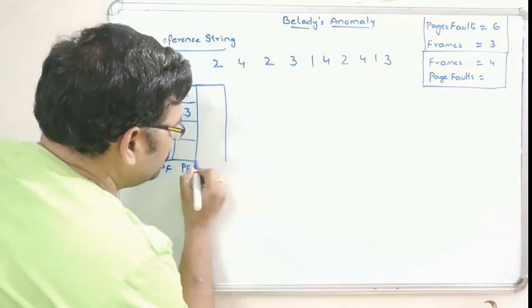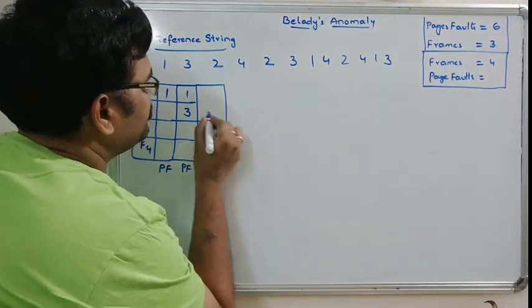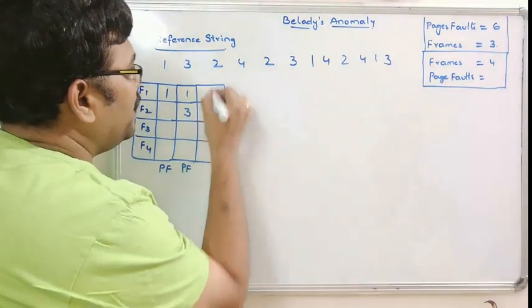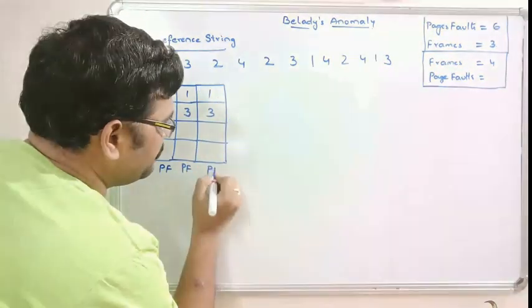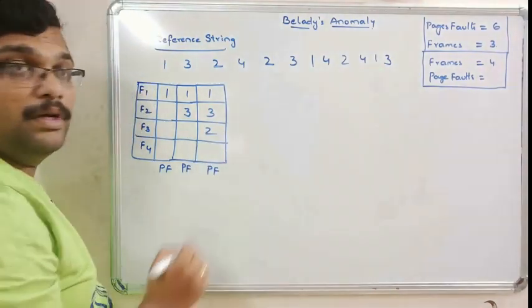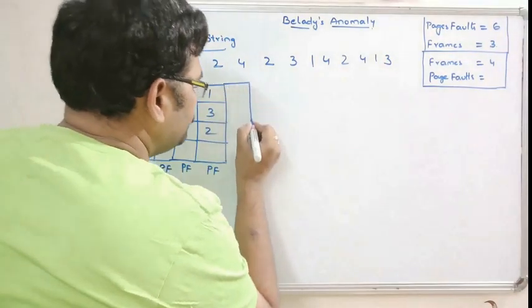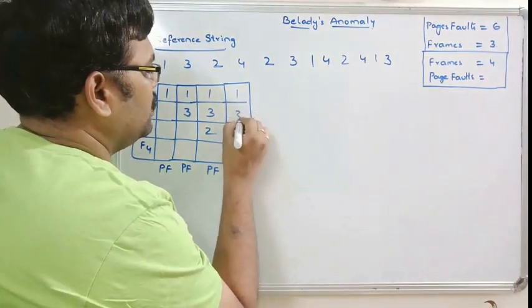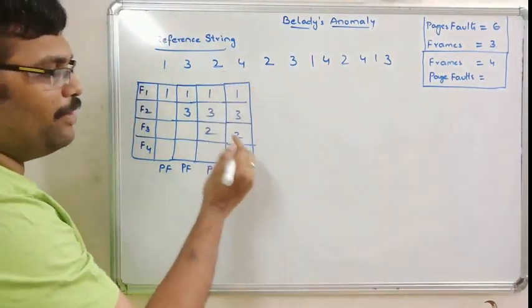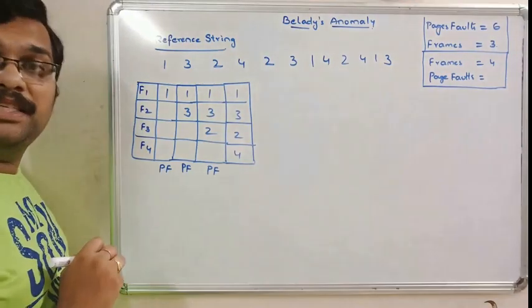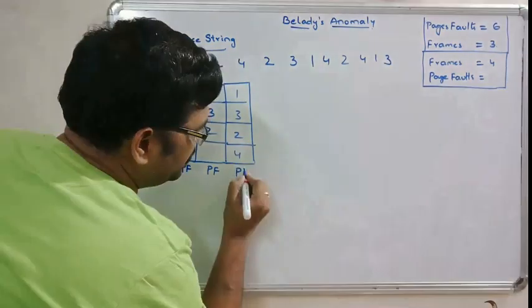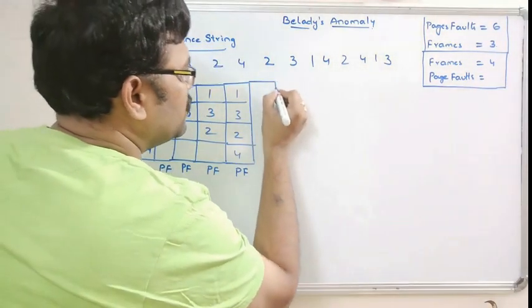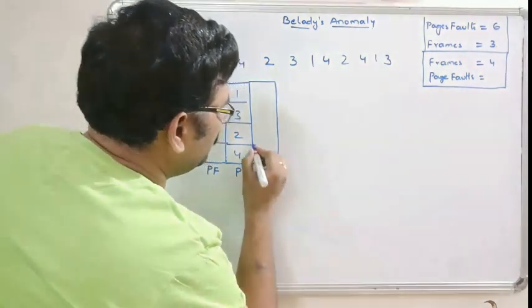Coming to the third one, 1, 3, and again 2 is not available. Again there is a page fault, 2. Coming to the fourth one, 1, 3, 2, 4 is not available. So 4 is placed in the fourth frame. Again page fault.